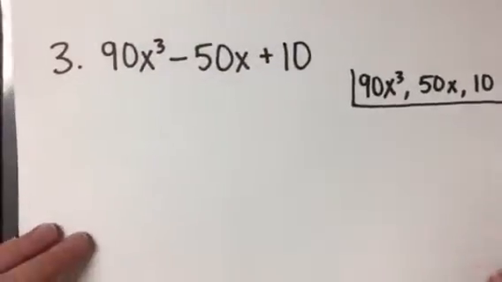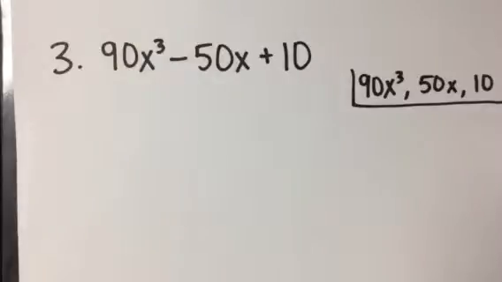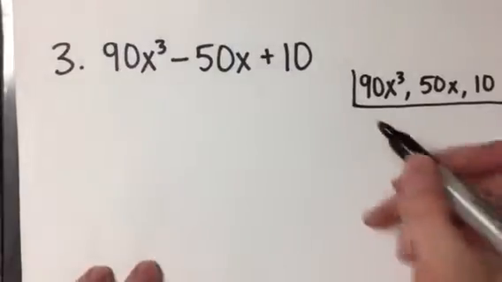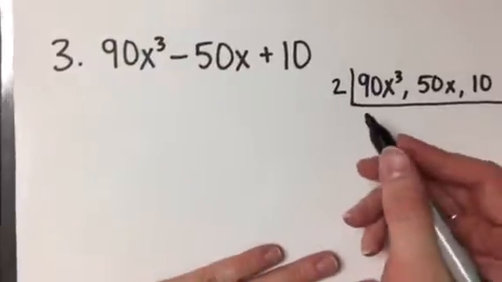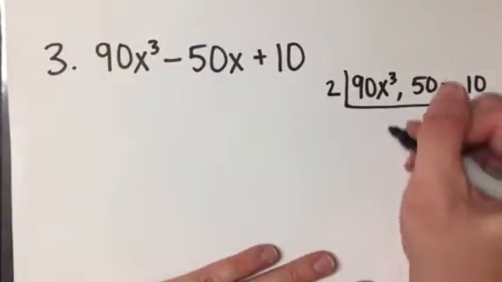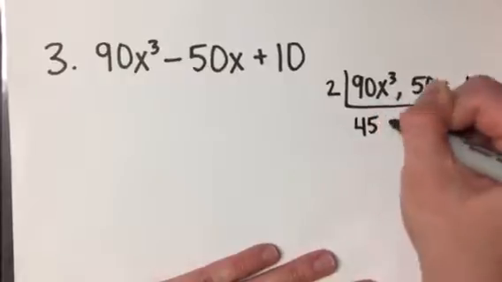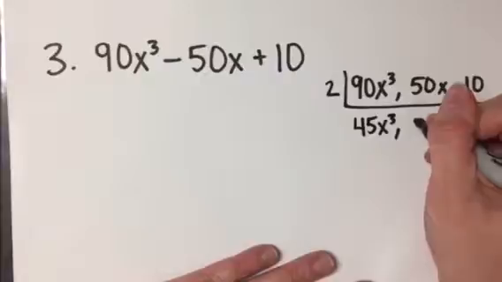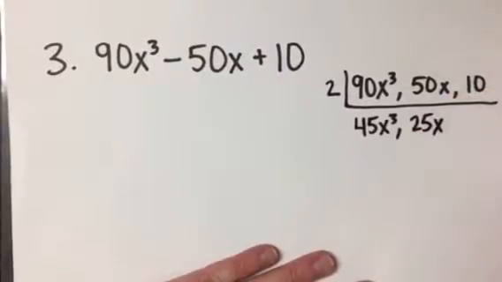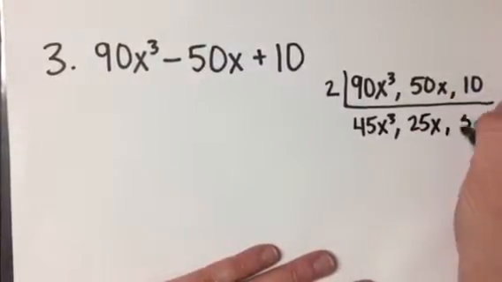Example number 3. Again, find the prime factorization for each term. We'll start with dividing by 2. You can choose to divide by any prime number that will go into all the terms. I start with the smallest prime. 2 goes into 90x to the 3rd 45x to the 3rd. 2 goes into 50x 25x, and 2 goes into 10 5 times.